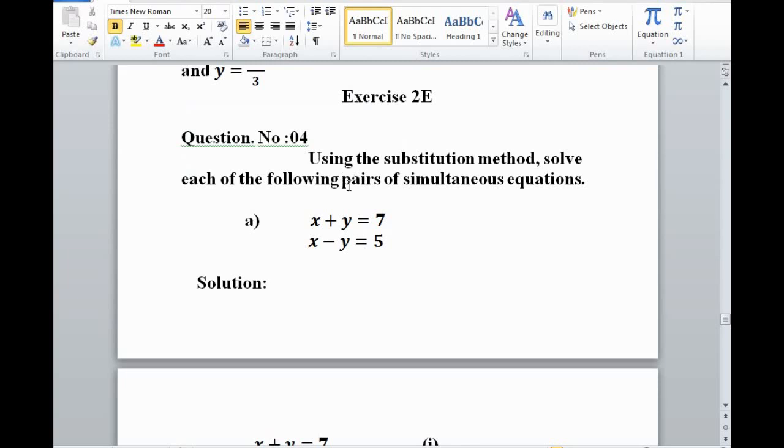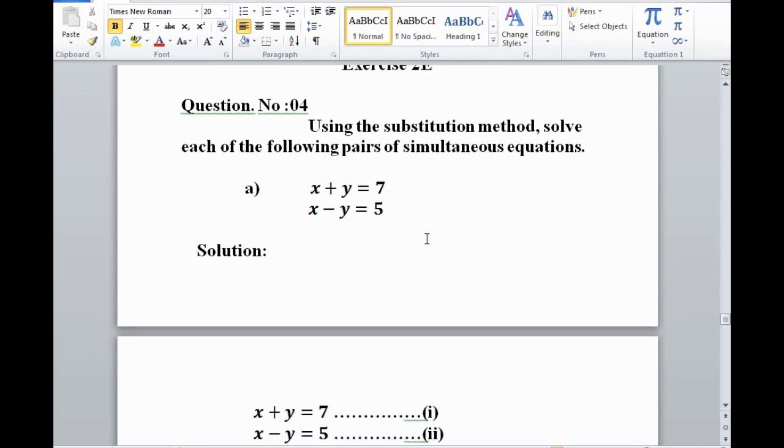New Syllabus Mathematics Book 2, Exercise 2E. Question number 4 from this exercise. Using the substitution method, solve each of the following pairs of simultaneous equations.